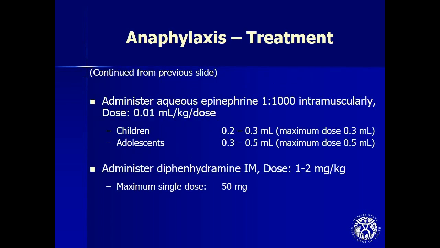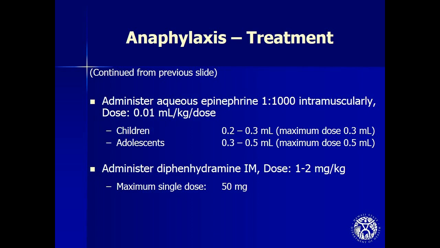The first and most important therapy in anaphylaxis is epinephrine. There are no contraindications to epinephrine in the setting of anaphylaxis. Each emergency kit will have a pediatric and an adult auto-injector that may be used for rapid administration of the initial dose. Administer aqueous epinephrine, 1 to 1000 dilution, intramuscularly.